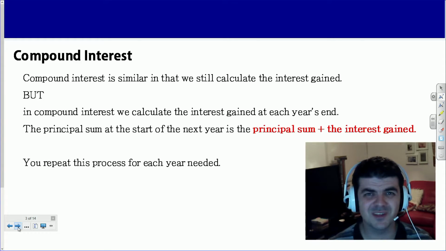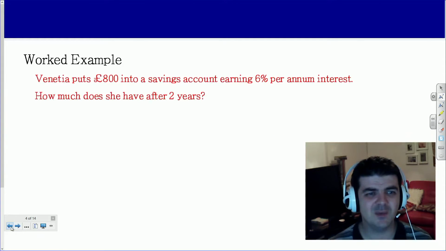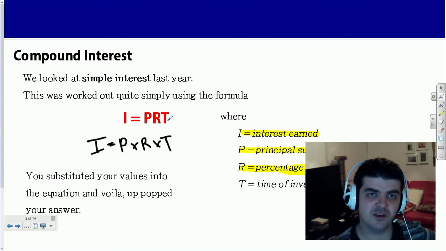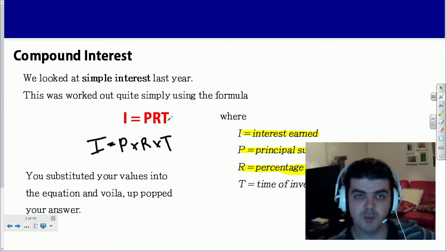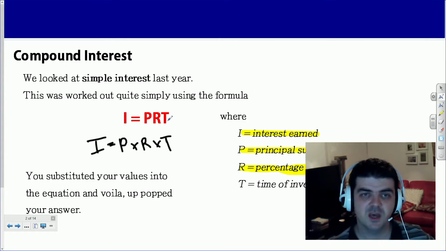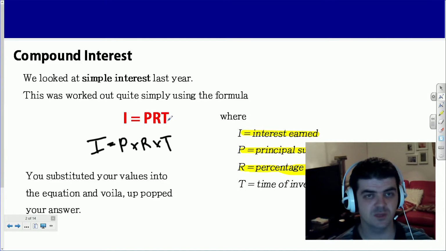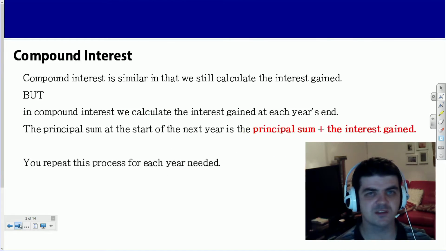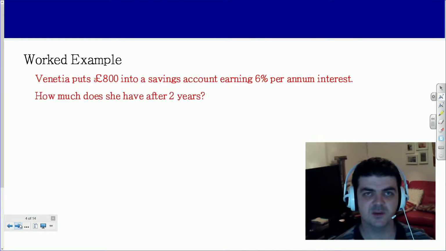So how does this relate to the formula? Well, in many ways, if I flick back to the formula here, it takes one bit out of the equation, because if you're working on it year on year, you're still working at your principal sum multiplied by your rate of interest, but your time is always 1 for each year. So it's nearly like I equals PR multiplied by 1. So if we look at a worked example and see how this gets put into practice.